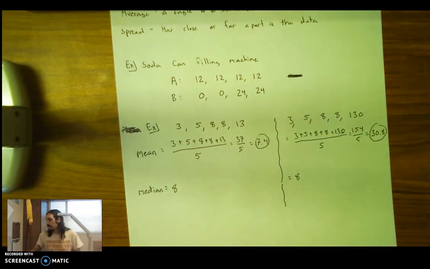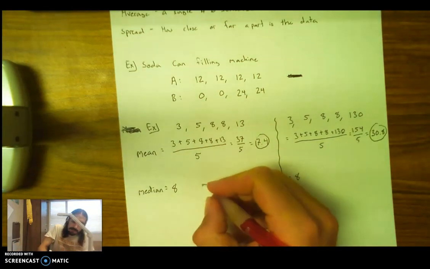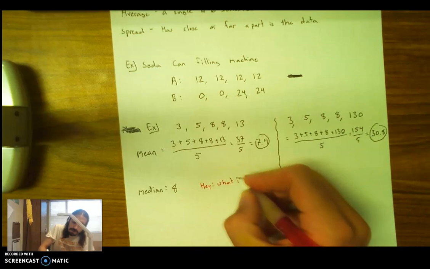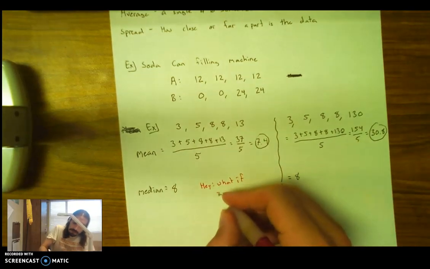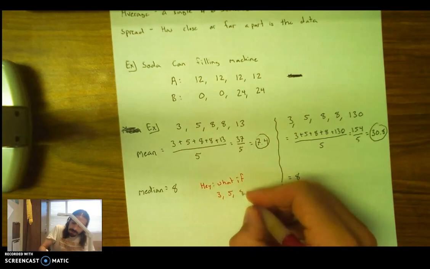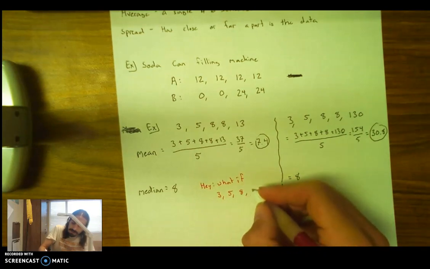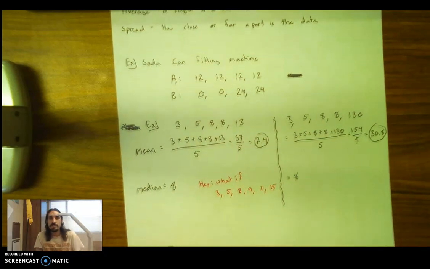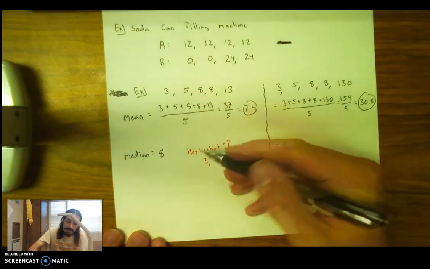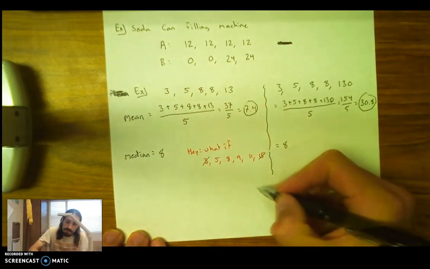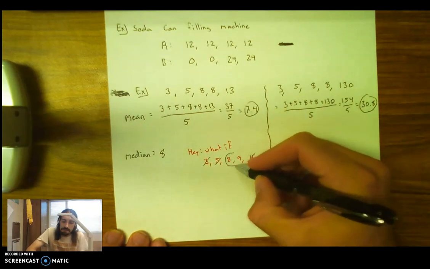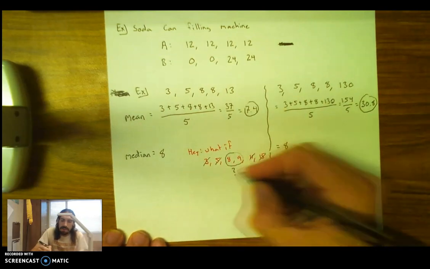Now, one extra little tidbit for median is you might be saying, hey, what if your data set was this? 3, 5, 8, 9, 11, 15. Because the issue here is if I cancel one above and below, a second above and below, I now have 2 numbers in the middle. So what do I do to find that median?